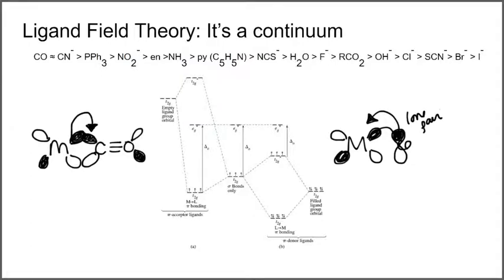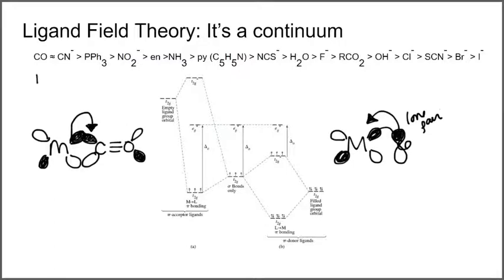So pi acceptor ligands use their empty group orbitals to bond because they're closer in energy to the T2g metal orbitals, and pi donors, just because of their identity, because of what atoms are involved, use filled orbitals to bond to the metal. So it turns out it is actually this pi donor-acceptor property that leads to the spectrochemical series.